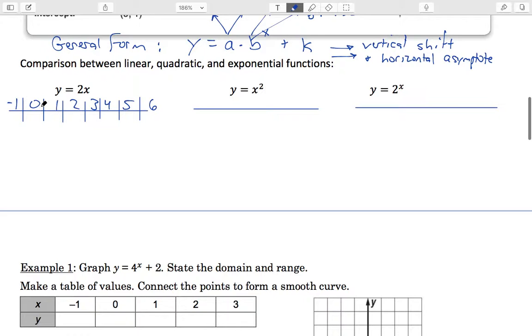How many lines is that? 1, 2, 3, 4, 5, 6, 7 lines.